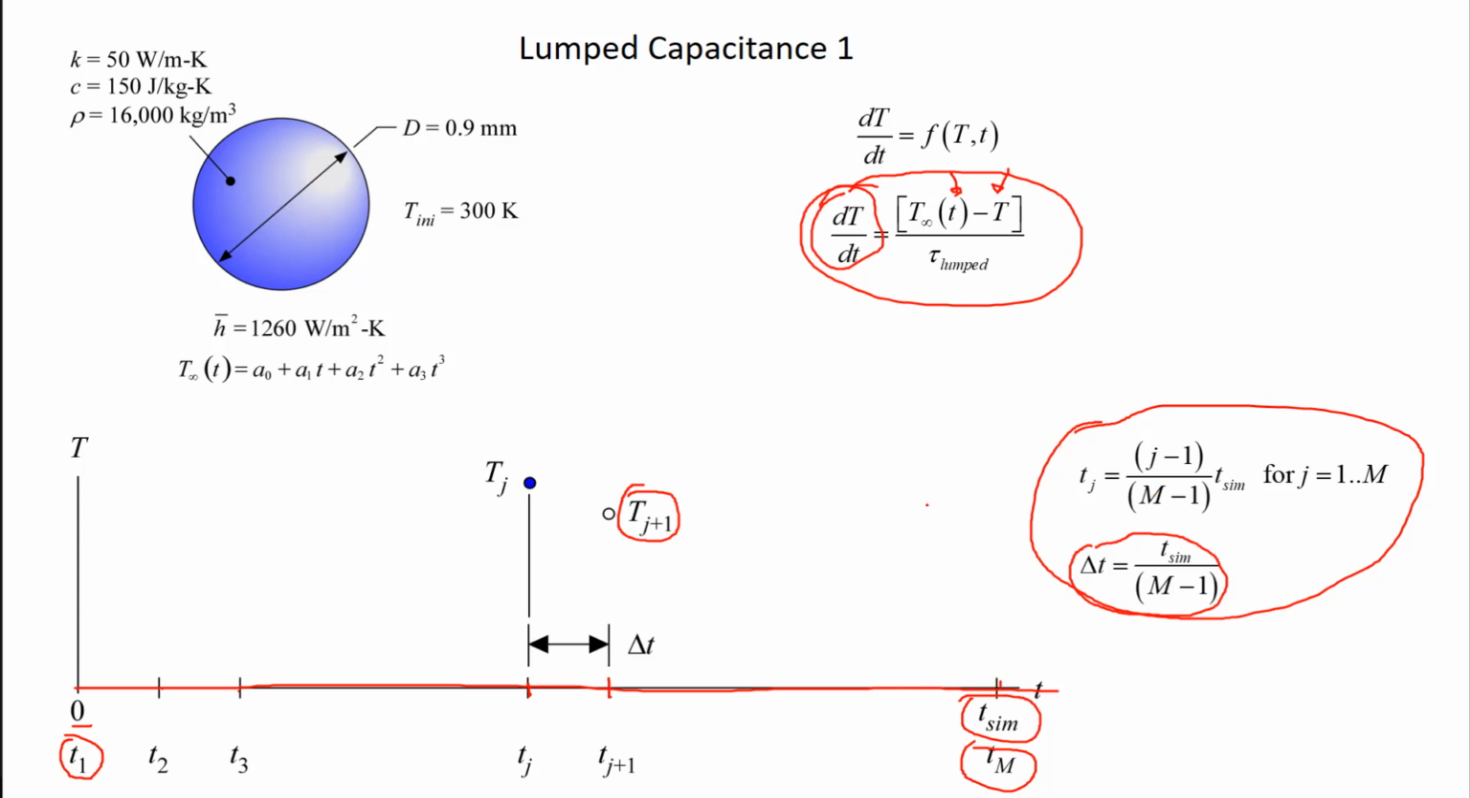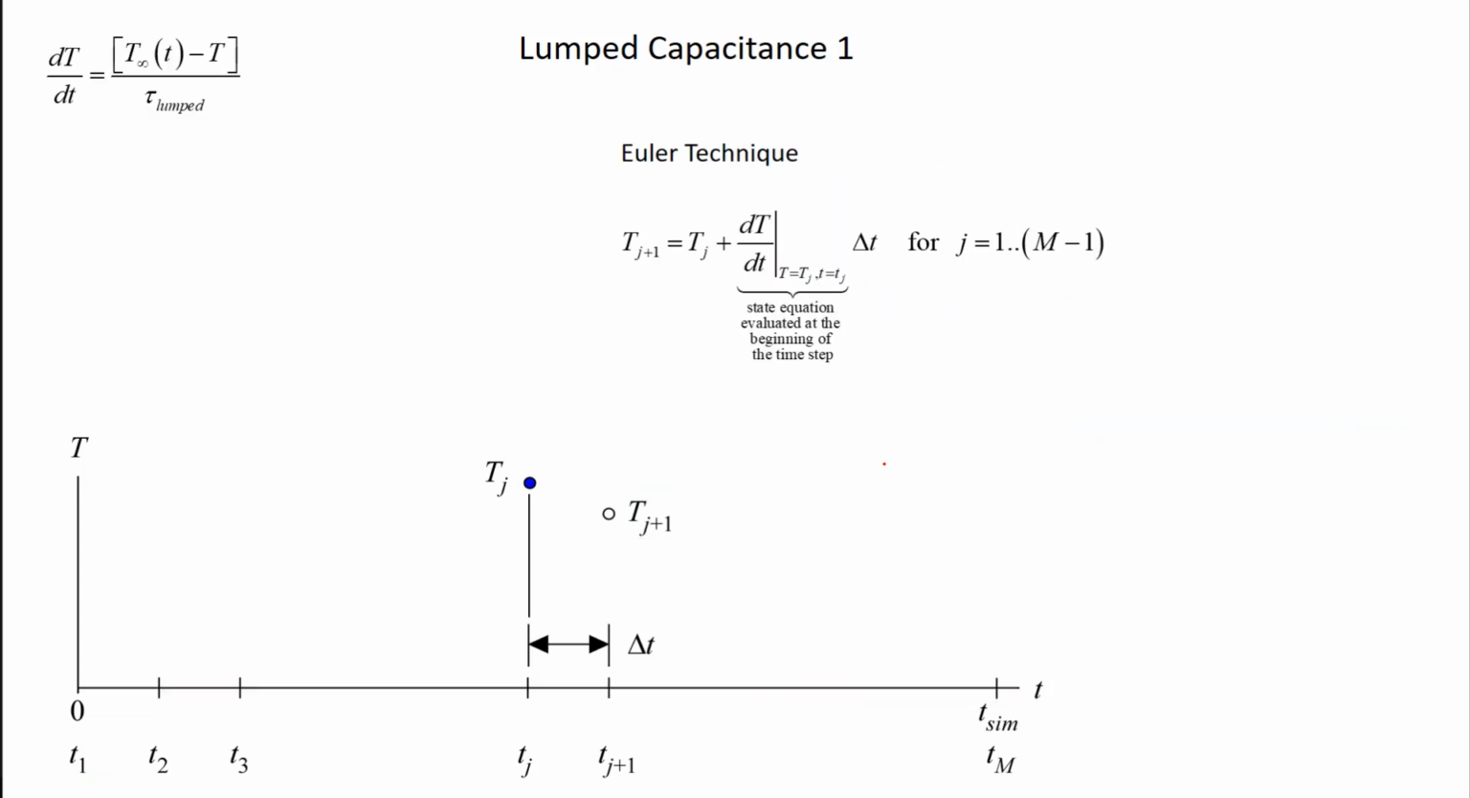Okay, so that's the idea. And we will start with the simplest and probably the worst technique, which is Euler's technique, right? What Euler's technique says is, if I want to predict the temperature at the end of a time step, I'm going to take the temperature at the beginning of the time step, and I'm going to calculate the derivative once using the state equation, and I'm just going to assume that it's constant throughout the time step, right?